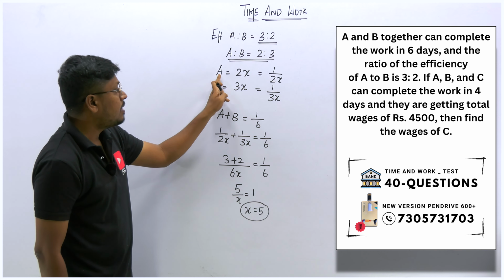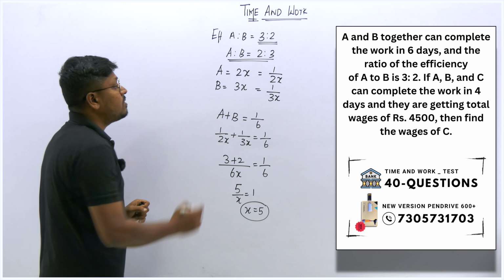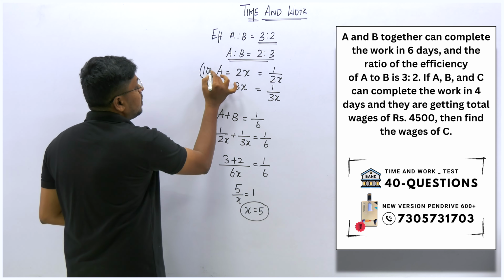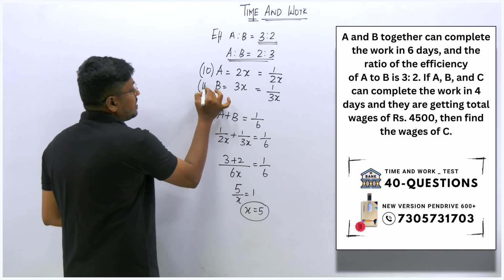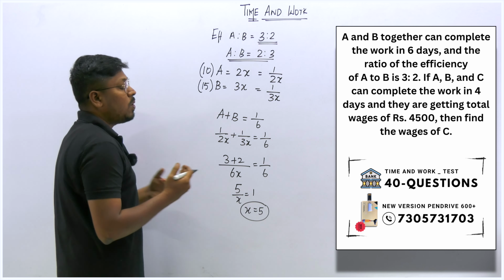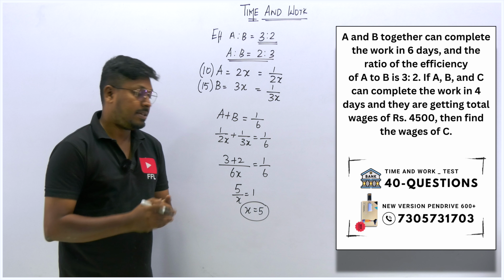So substitute here. A is equal to 2x. When we substitute x is equal to 5, 5 into 2 will be 10. So A alone can complete a piece of work in 10 days. So B alone can complete a piece of work in 15 days. So now we found A, B. So next, our target is to find for C.